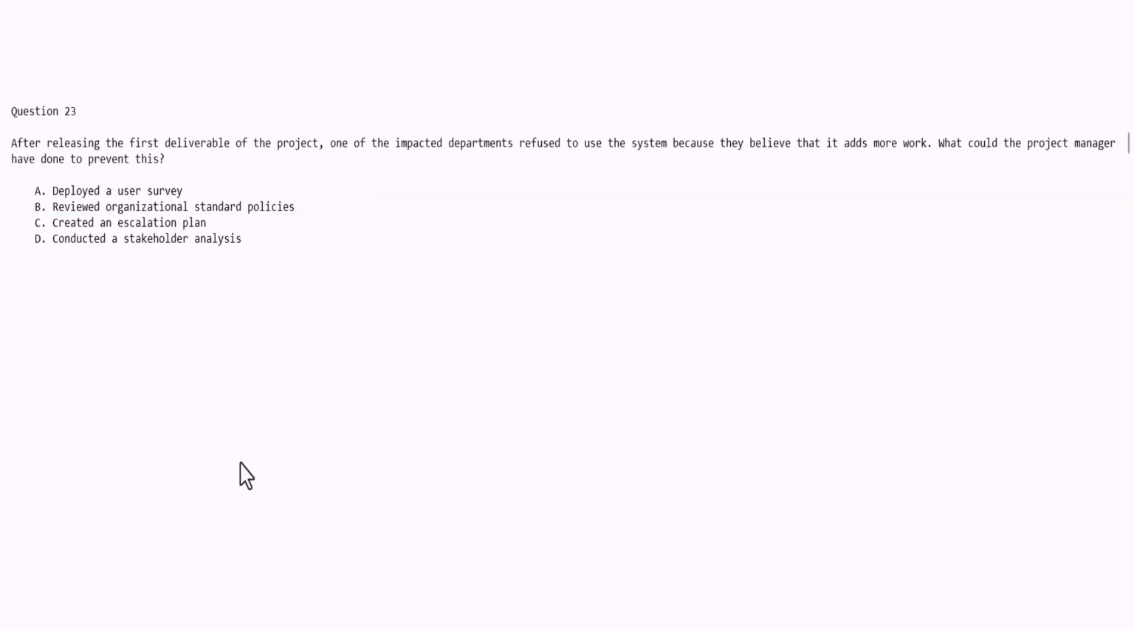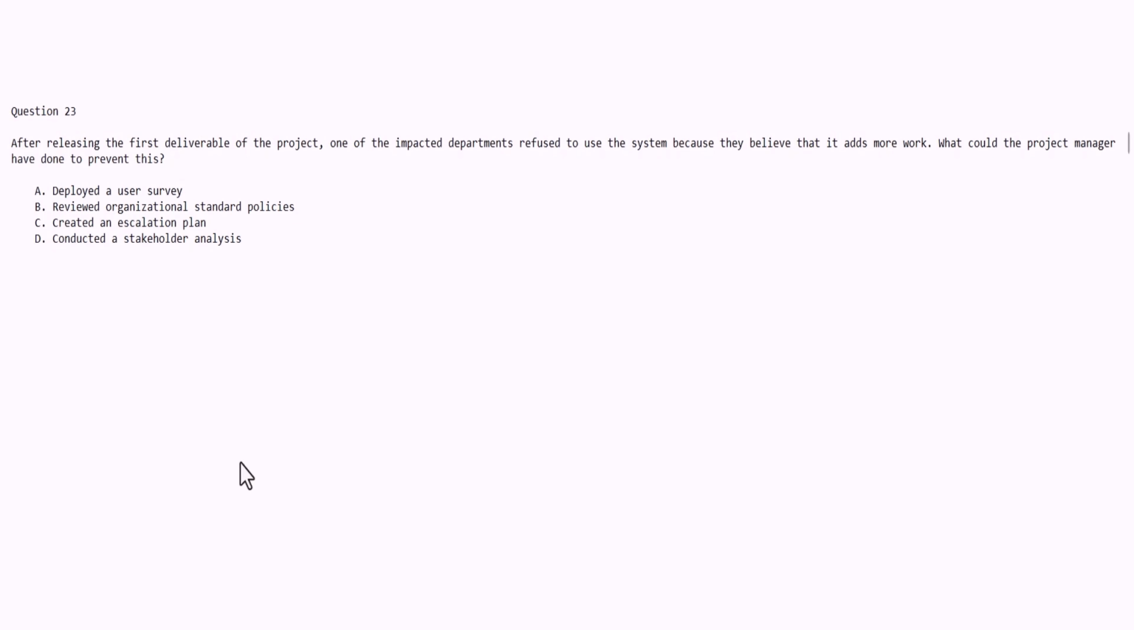Okay, so here we are with question number 23. Question number 23 states, after releasing the first deliverable of the project, one of the impacted departments refused to use the system because they believe that it adds more work. So the question is, what could the project manager have done to actually prevent this situation?